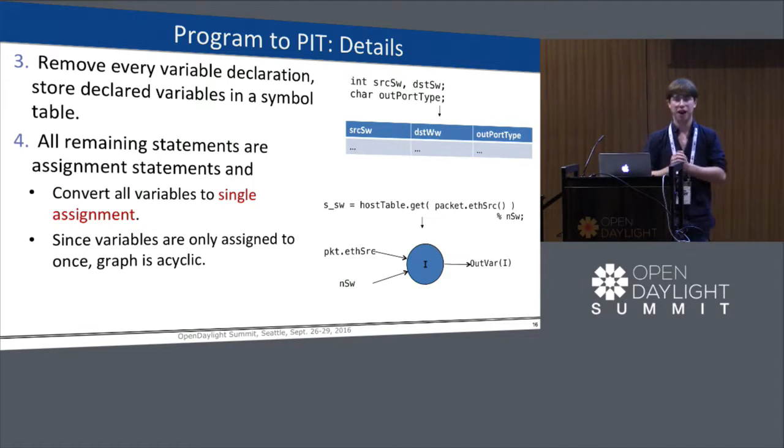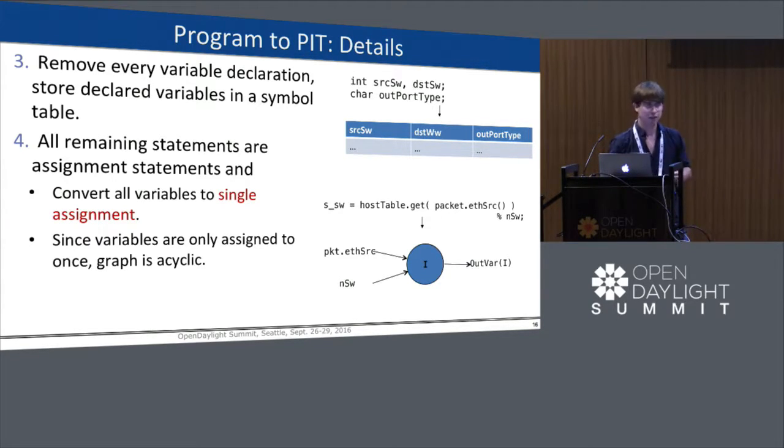Thirdly, we remove every variable declaration from the program, and we store all such declared variables in a symbol table, which we will then populate over time. Fourthly and finally, all remaining statements are now assignment statements. We convert all variables to single assignment.